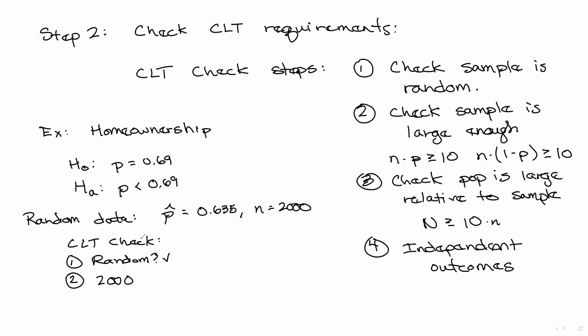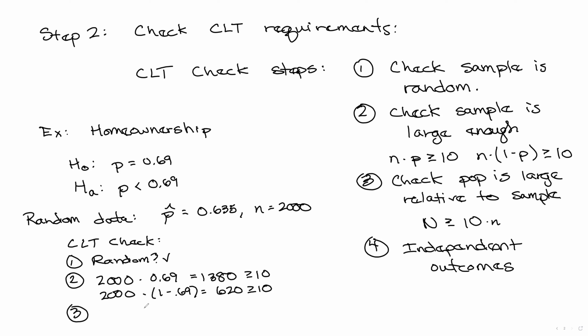And then for the sample size, you do 2,000 times the population proportion. So don't use the sample percentage or proportion. This is 1380, and it has to be bigger than 10. 1380 is much bigger than 10. And then you do 2,000 times 1 minus this proportion, and you get 620. That also has to be bigger than 10. So that's the sample size requirement.